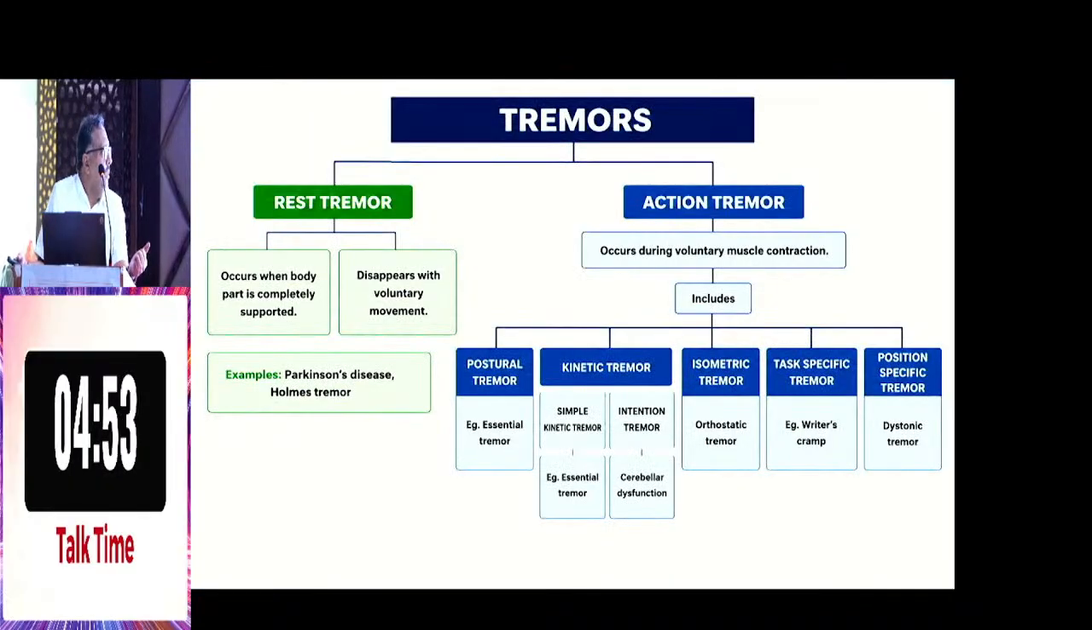So tremor is rest tremor, action tremor. Rest tremor is usually Parkinson, where it occurs when the body part is completely supported and disappears with voluntary activity. Action tremor is divided again into postural tremor like essential tremor, kinetic tremor simple like essential tremor, intention tremor, cerebellar tremor, isometric tremor, and task-specific like writer's cramp, and position-specific dystonic tremor.